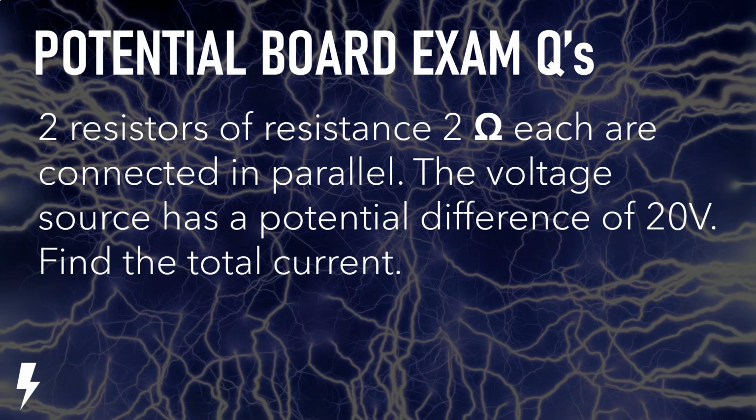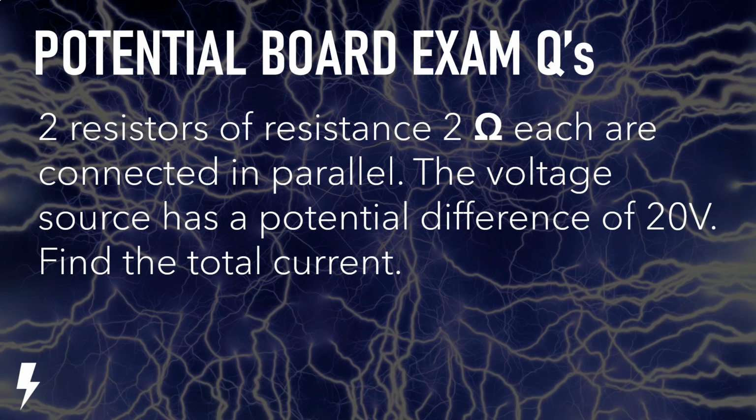We'll also get several numerical based questions, which are simple as long as you remember the formulas. So here we have two resistors of resistance 2 ohms each connected in parallel. The voltage source has a potential difference of 20 volts. Find the total current. So this question is pertaining to resistance only. There's no factor of resistivity involved, which is a relief because that means there's no aspect of trickery in the question. So the first thing we highlight is that the resistors are connected in parallel, meaning that they're top to bottom. They're not connected in a straight line.